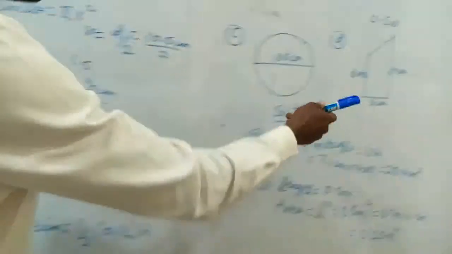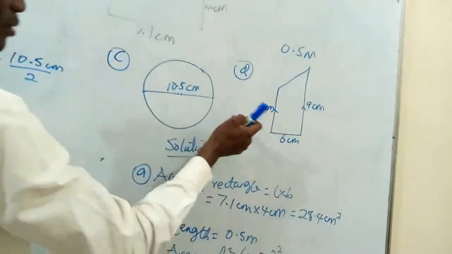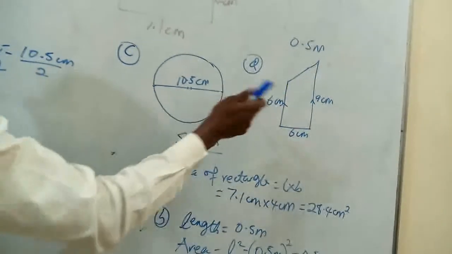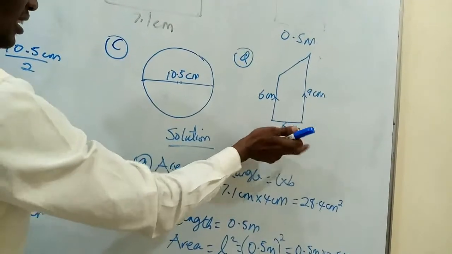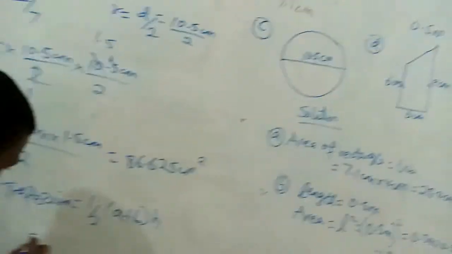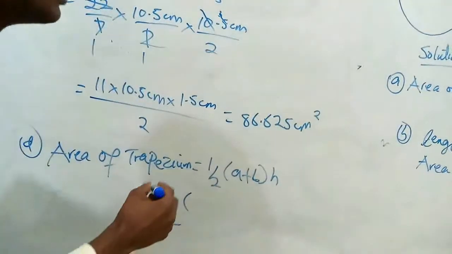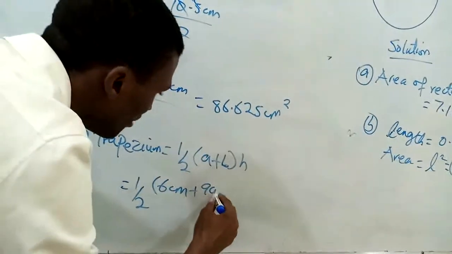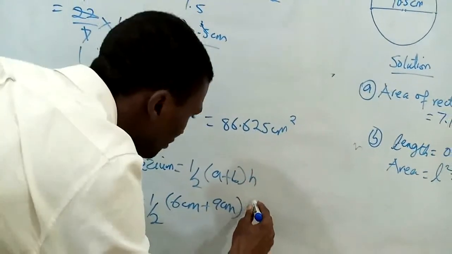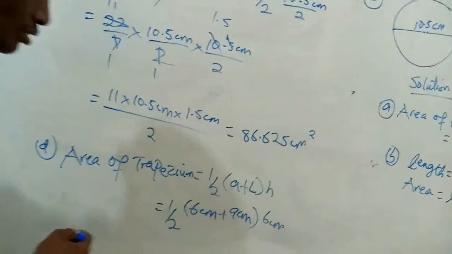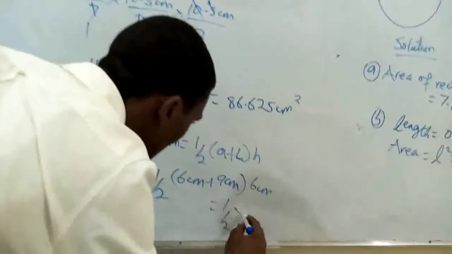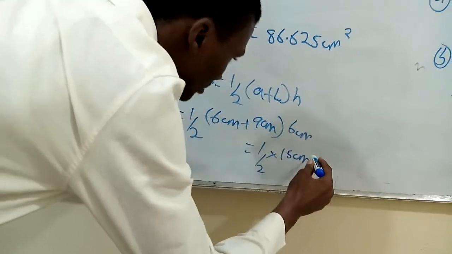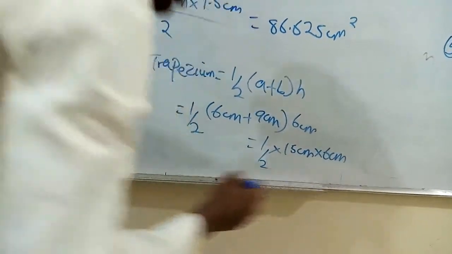Now we have our trapezium, and I say that our A and B are this and this respectively. These two parallel and unequal sides are called A and B, and our height is 6 cm. So we have half into bracket 6 cm plus 9 cm, then times our height of 6 cm. This will give us half times, we add 6 plus 9 gives us 15 cm, times our height of 6 cm.